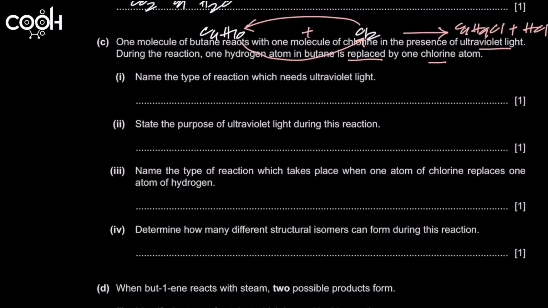Name the type of reaction which needs ultraviolet light. It's not talking about this. Many students will most probably think of writing substitution reaction. No, sir. It's saying what is the type of reaction which needs any reaction. It's not saying we are talking specifically about this. It's saying any reaction. Tell me a reaction which requires ultraviolet light. Such reactions are called photochemical reactions. Photo means light, right? So it requires light. Photochemical reactions.